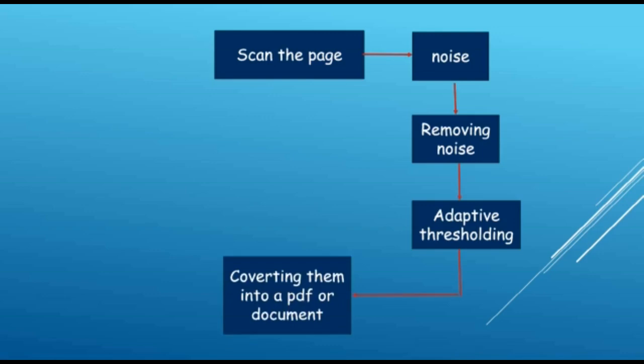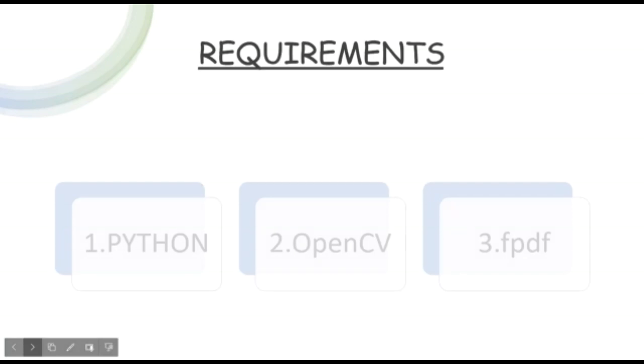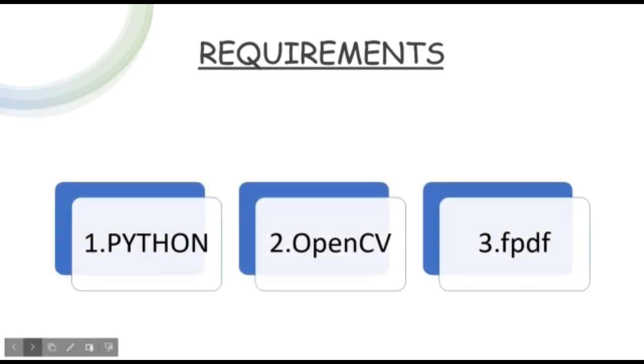Now if there was no noise at all, then we can convert it into a black and white image or do thresholding on it, like we can highlight the text portion of the document, and finally after that we will convert it into a document. Now to do this you need three things. Number 1 Python, number 2 OpenCV, and number 3 FPDF.